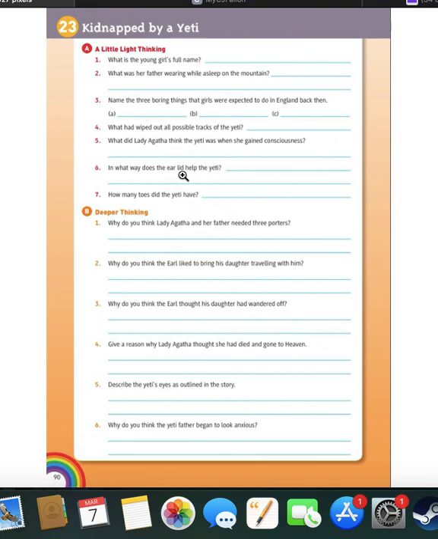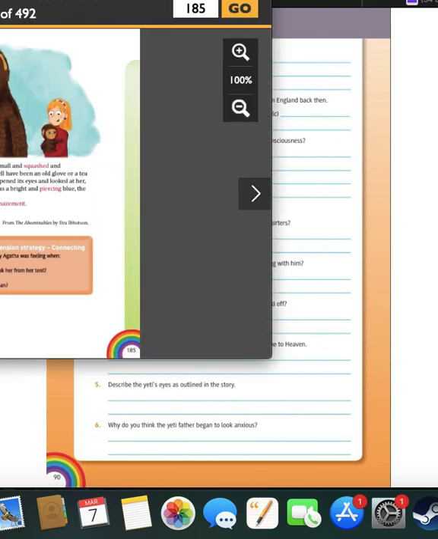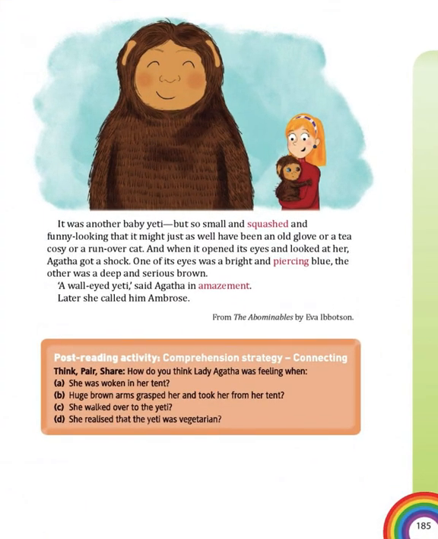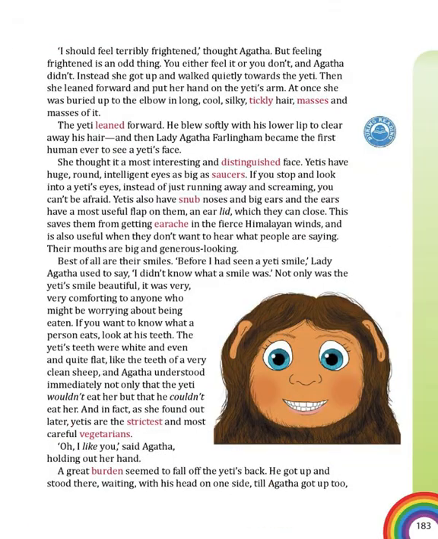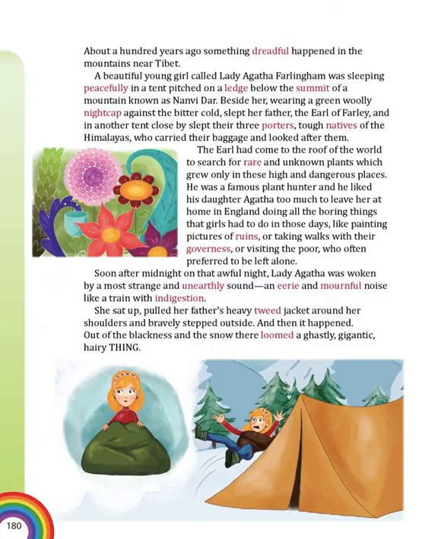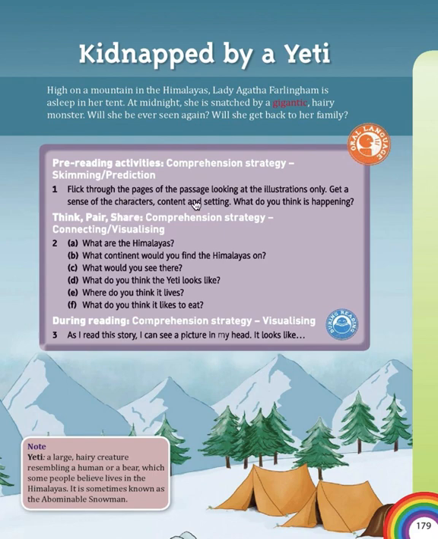So part A, after reading it and doing your pre-reading activities. I do want you to look through the story, pictures, and describe the characters, the content, what's happening to them, and where it's set. What do you think is happening? And look at answering these questions also. So best of luck.